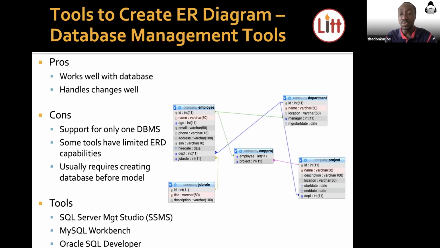It handles the changes well. Anytime you make any change to the database, you could come back to this model and the model will reflect the changes. So your models are always updated, reflecting what the actual structure is. But because it's tied to the DBMS, it supports only one DBMS. I'm not sure that should be a big issue, because if it's the DBMS you are using, then there shouldn't be a problem. But some also have limited ER capabilities. And usually it requires creating the database before generating the model.